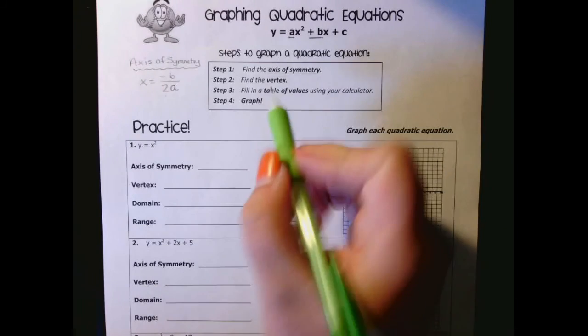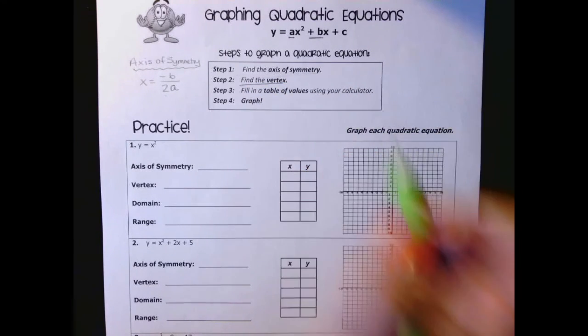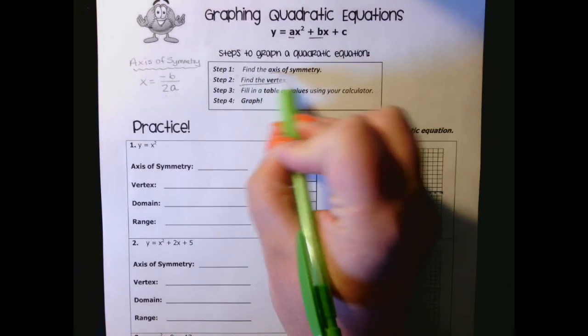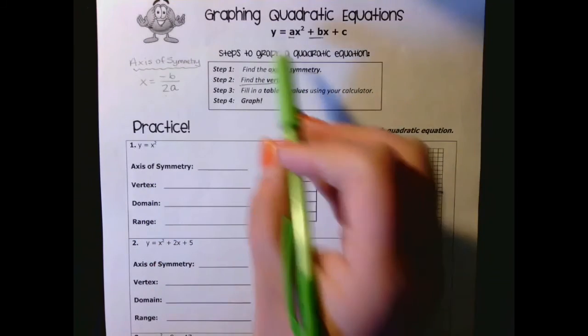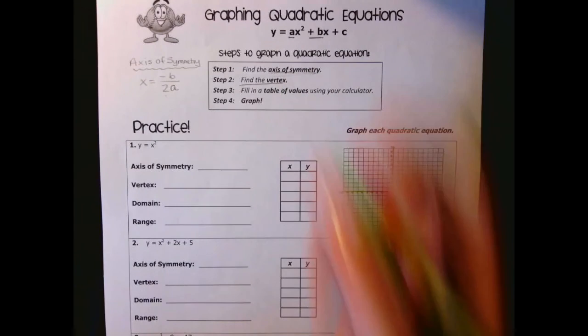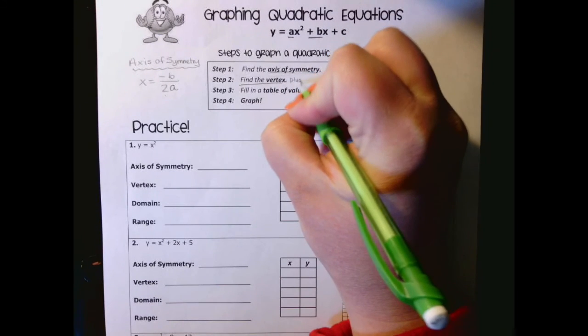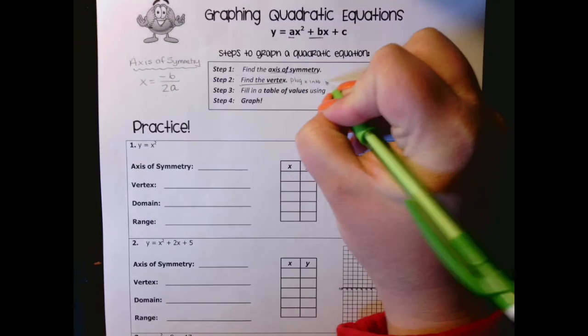Step 2, we're going to find the vertex, and in order to find the vertex, we take the x we found for our axis of symmetry and we're going to plug it in to whatever our equation is for x. So plug x in to our equation.